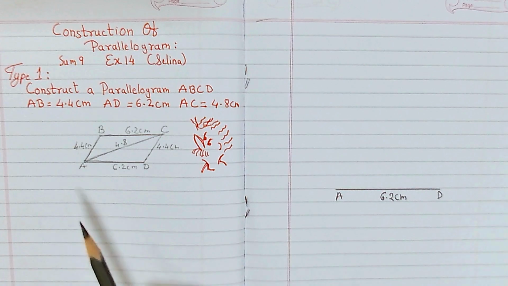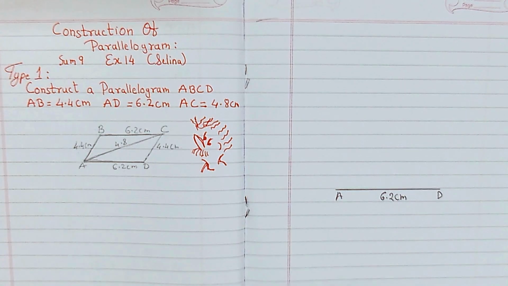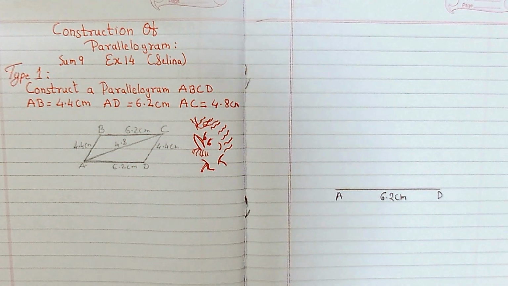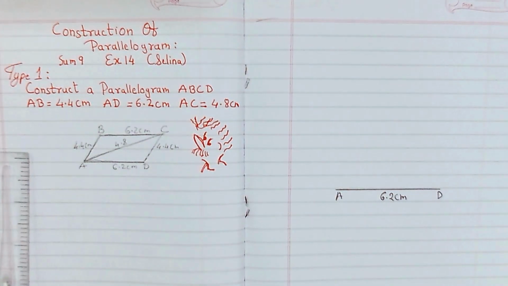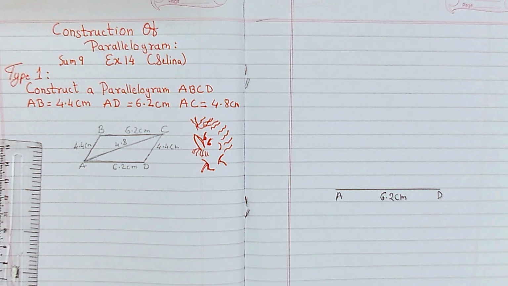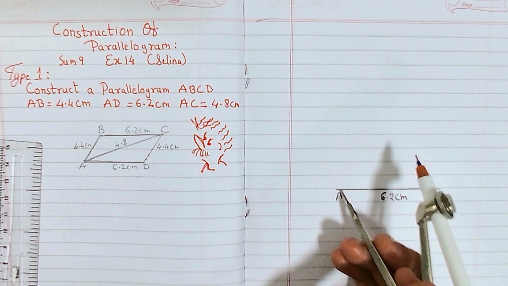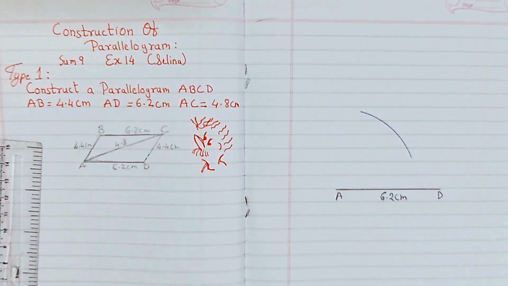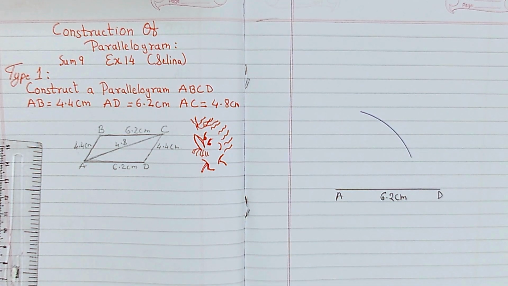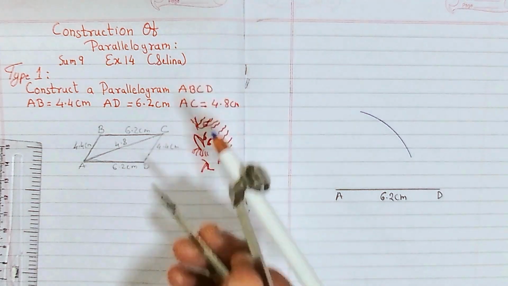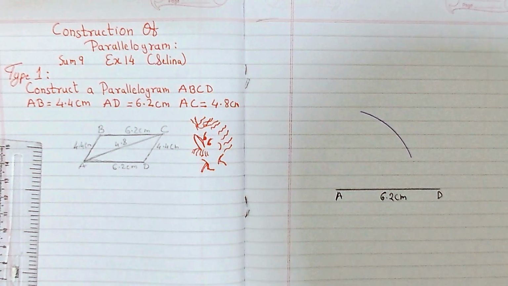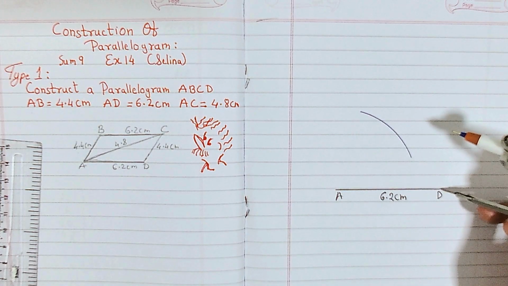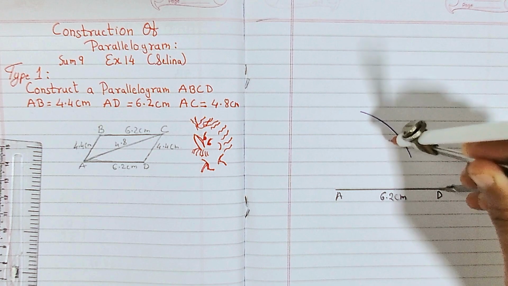Now we will draw diagonal AC, taking the measurement AC as 4.8 from the scale. So on taking the measurement from the scale, AC 4.8. Taking A as a center, cut an arc. Now we'll draw DC. DC is 4.4. Taking D as the center, cut an arc.